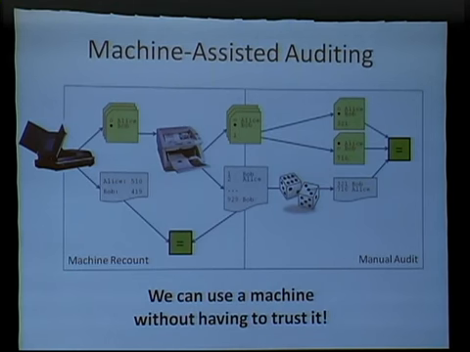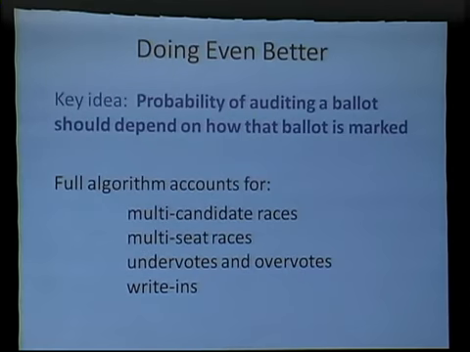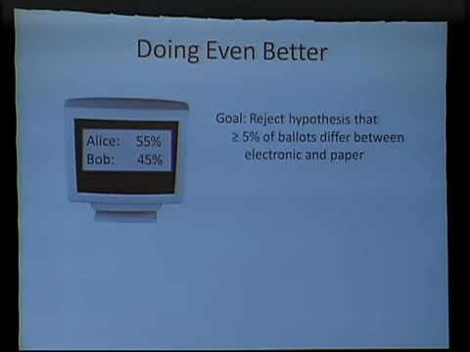So now we've found a way that we can use a machine in the election process without having to trust it to work correctly. And the result is something that can be as efficient as the most efficient ballot-based auditing strategies while still protecting the secret ballot. And we can do a bit better. We can use statistical tricks that take into account things like the contents of the votes in order to further reduce the number of ballots we have to sample.